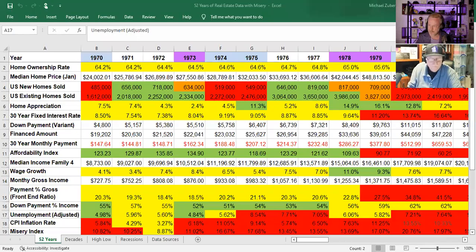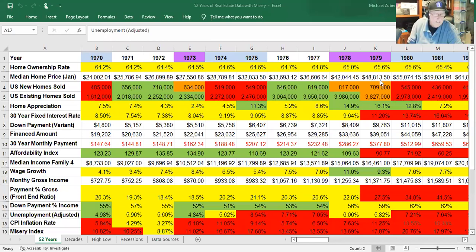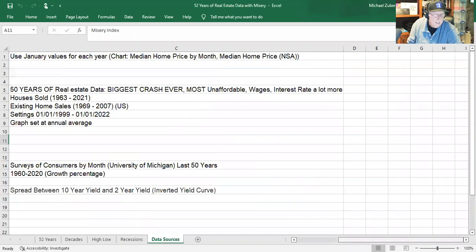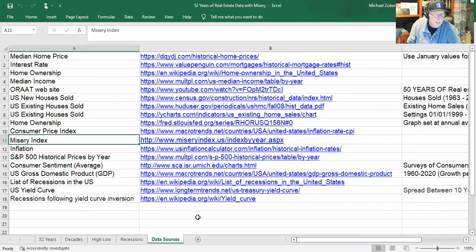So yeah, let's take a look at this. Let me find where I am. Here we are. Share screen. There it is. So okay, folks, this is the 52-year spreadsheet. Again, it has an amazing level of detail. What is most important for me is we give you the data sources. Always. Data sources are here. So again, you can argue with us, but there's the data sources. If you have better ones, tell us.